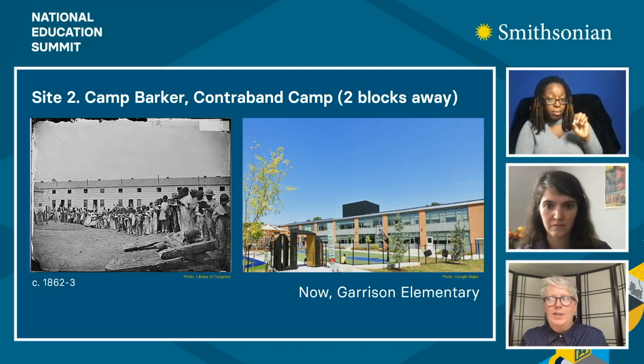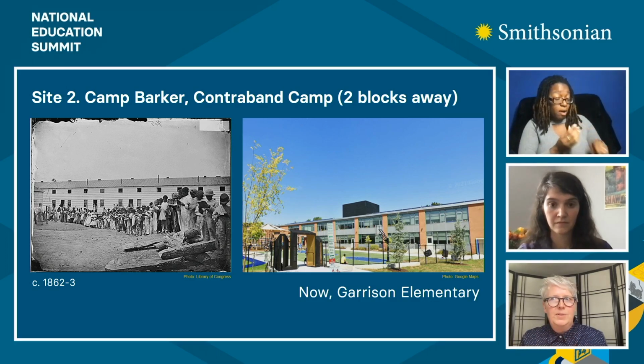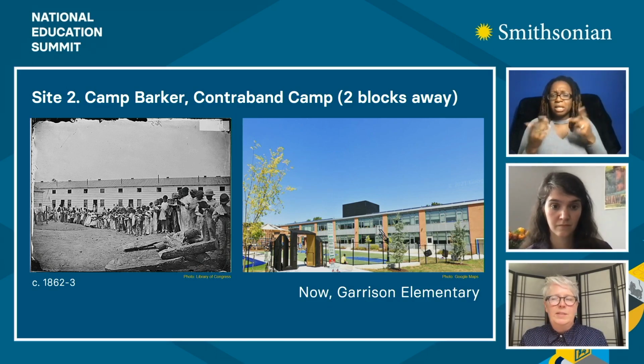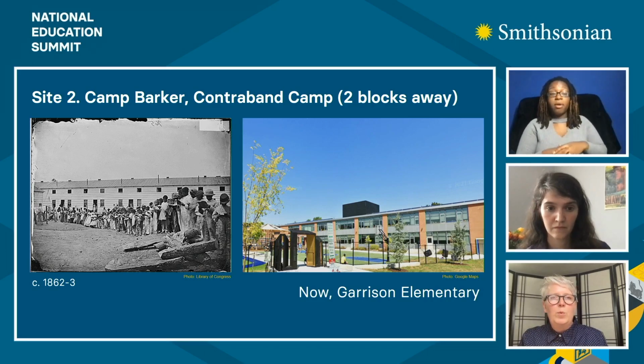But we were wondering, what did this place look like during the Civil War? If we're talking about the Civil War, and these are the Colored Troops, what was this place like? And it turned out that it was essentially rural at that time. But there was one military camp called Camp Barker.